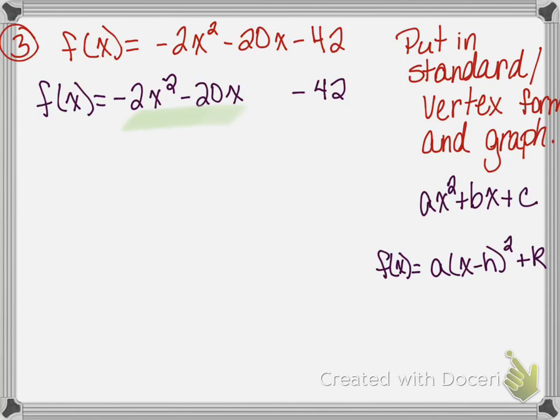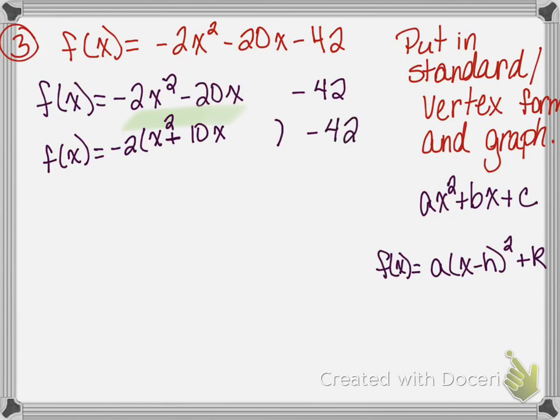I can take a -2 out of that, and so that is going to be my a value. The negative means that it's going to be upside down. The 2 is my stretching and shrinking factor, and that 2 is actually going to make it more narrow. So I've got -2, and I'm going to have that outside parentheses. Then I'm going to have x squared plus 10x, because I'm taking out a -2. So that -20x becomes plus 10x.